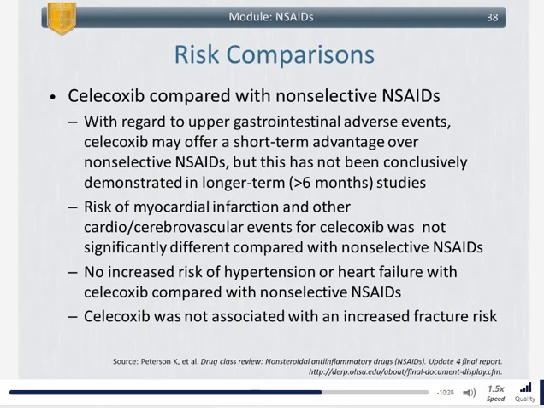When we look at risks, and we're looking now at celecoxib or Celebrex, with regard to upper GI adverse effects, there does appear to be a short-term advantage, but this is not demonstrated. It doesn't mean it's there or not there. It means we don't know beyond 6 months. Risk of myocardial infarction and other cardiovascular, cerebrovascular events are roughly the same with the non-selective ones. No increased risk of hypertension or heart failure compared to the other NSAIDs. They all do this. All NSAIDs increase risk of heart failure and hypertension. Celebrex was not associated with an increased fracture risk.